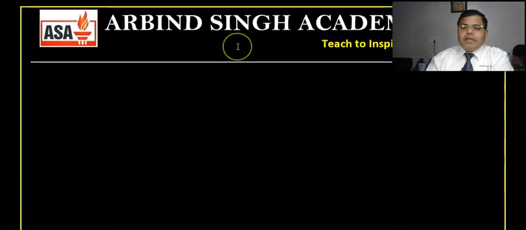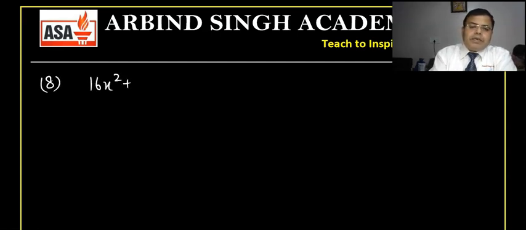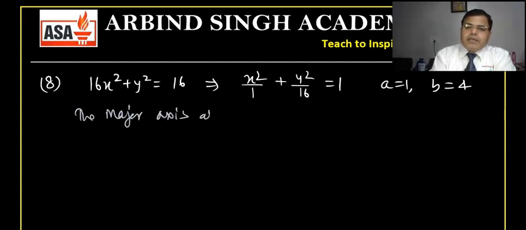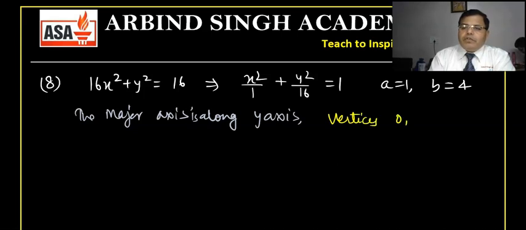2a square by b. Now the next question is question number 8. Question number 8 is given as 16x square plus y square is equal to 16. If you divide both sides by 16, x square by 1 plus y square by 16 is equal to 1. Comparing with x square by a square, a is 1 and b is 4. Since a is less than b, the major axis is along the y axis, right? And therefore the vertices are 0 plus minus b, that is 0 plus minus 4.